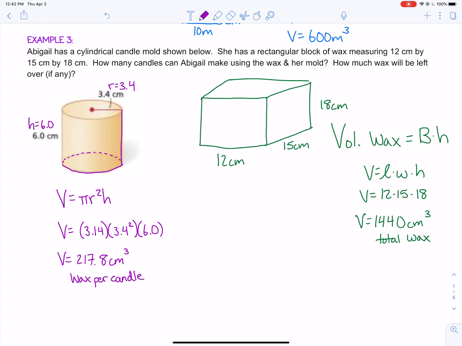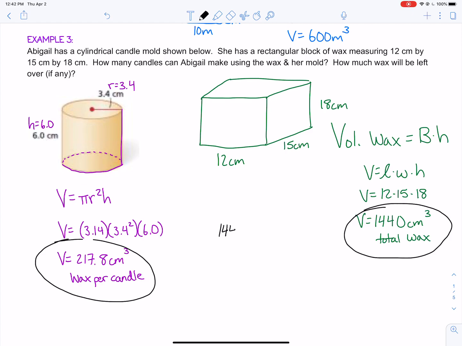Let's look at the question again. It says, how many candles can Abigail make using the wax and her mold? So we need to take our total volume over here and divide it by the wax it would take per candle. So 3,240 divided by 217.8 gives us 6.6. So that means Abigail can make 6 candles.